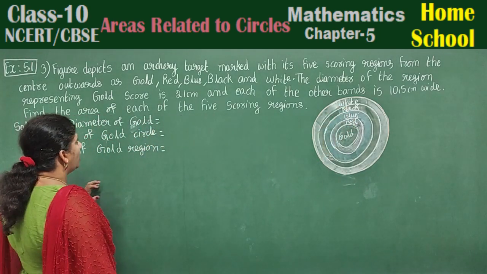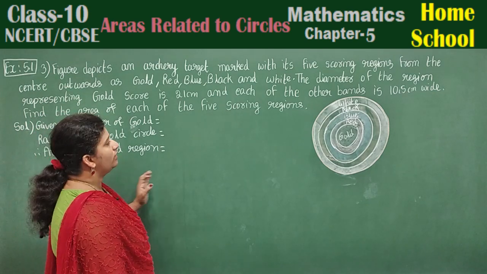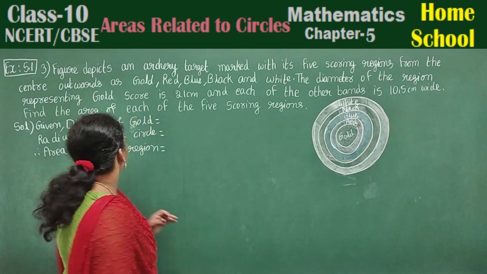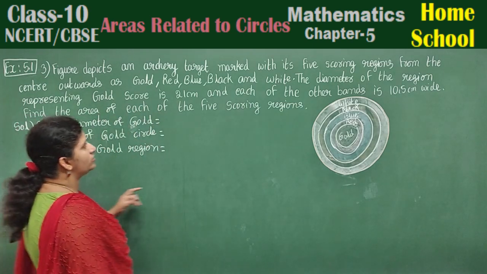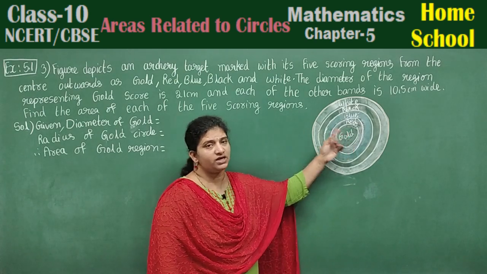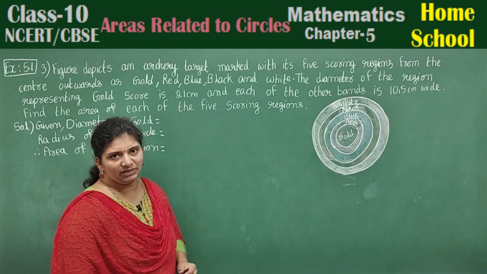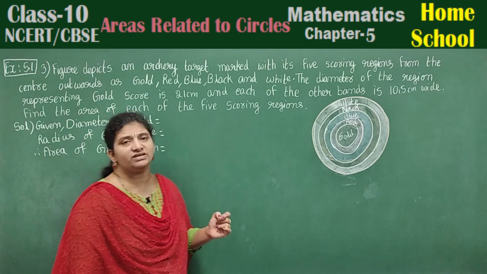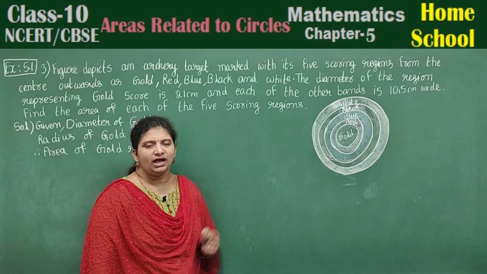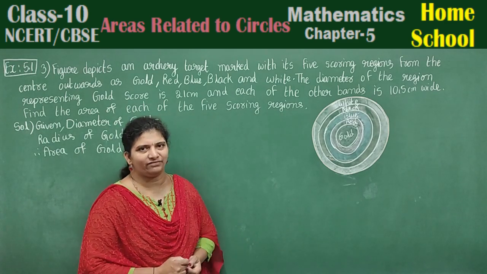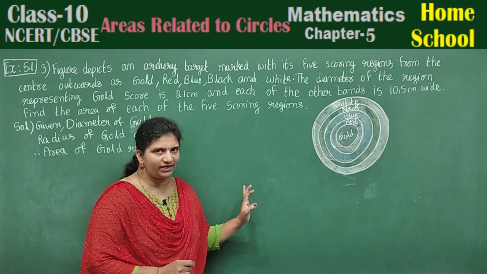From the center outwards as gold, red, blue, black and white. The diameter of the region representing the gold score is 21 centimeters, and each of the other bands is 10.5 centimeters wide. Understand the problem? You may have a little confusion, but listen carefully, it will be very easy.